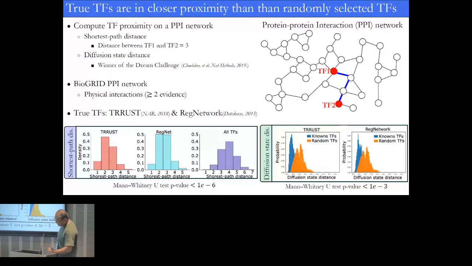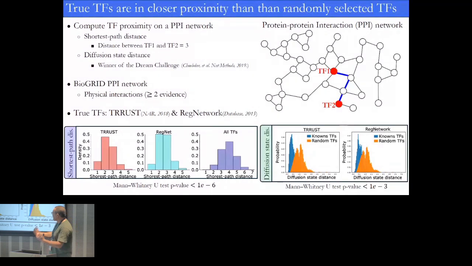We have the same observations. As you see, the blue are the unknown TFs, the true TFs, and yellow are the random TFs. Also you can see that if two transcription factors regulate the same target gene, their distance is smaller than that of randomly selected transcription factors.